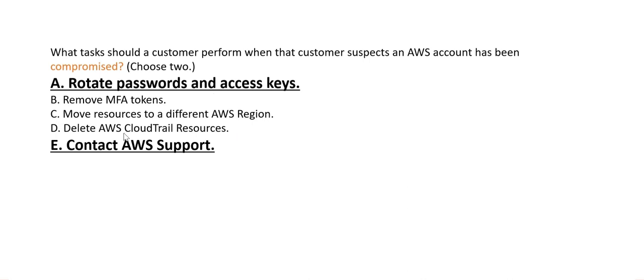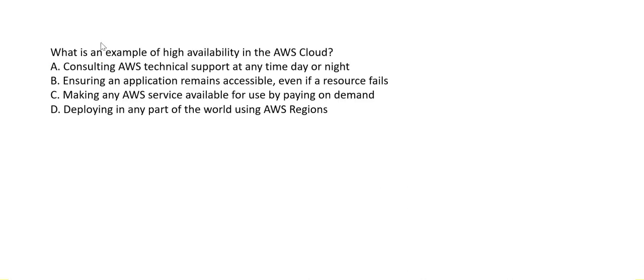D says delete AWS trail resources. It doesn't matter. See, trail is just creating the logs of whatever is happening wherever, whichever metrics you're tracking. Deleting that will not help you. In fact, CloudTrail logs you should retain to understand what was compromised in the cloud. It's your logs.